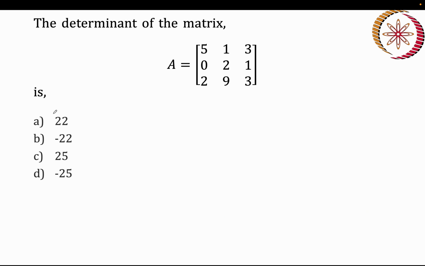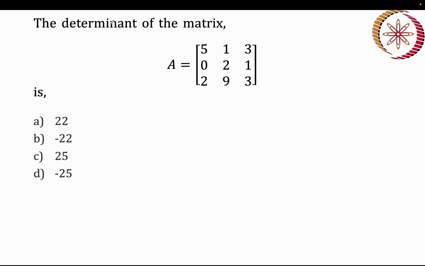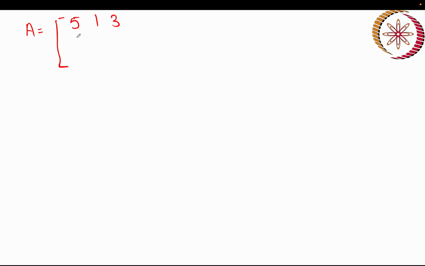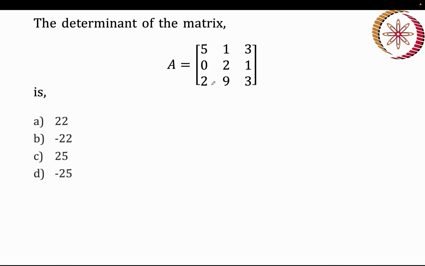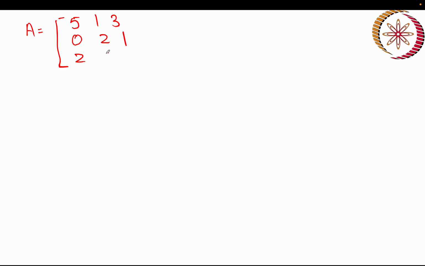Okay, so we'll go to the next question. So the determinant of the matrix is given, and we are supposed to find the determinant. So 5 1 3, 0 2 1, and 2 9 3. Okay, so the determinant of A is nothing but 5 1 3, 0 2 1, 2 9 3.